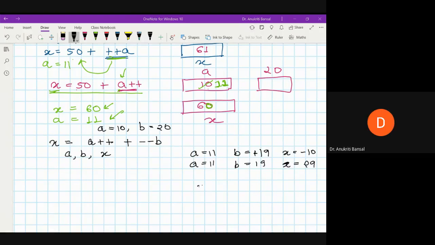And Yash Hisaria. Yash Vardhan Saraswat. Yes, ma'am. What is the output? A is 11, B is 19, and X is 29. Yashasvi. Yes, ma'am. What's the output? Same. A is equal to 11, B is equal to 19, and X is equal to 29. Okay. Vinita?